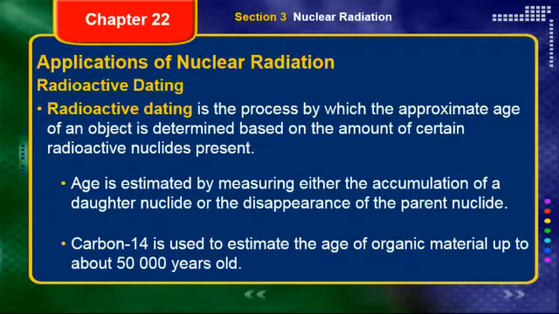Radioactive dating is the process by which the approximate age of an object is determined based on the amount of certain radioactive nuclides present. The age is estimated by measuring either the accumulation of a daughter nuclide or the disappearance of a parent nuclide. For example, carbon-14 is used to estimate the age of organic material up to about 500,000 years old. This is the type of dating, carbon dating, that has come under fire during different times in the recent past.